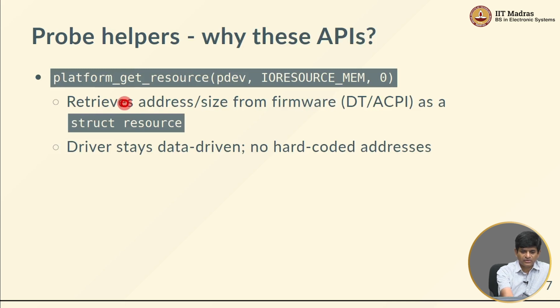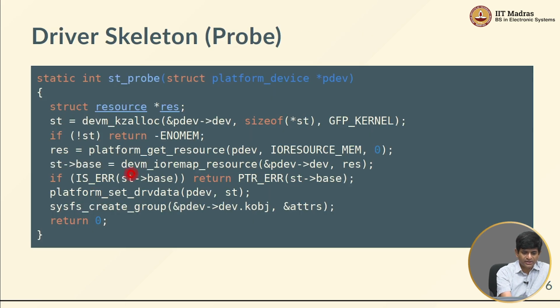For example, one of these functions is the so-called platform get resource. What this does is that it actually gets this address and size. So for example, that 0x7 address location, and the size, the 0x1000, it pulls that out of the device tree or ACPI in the case of an x86 based system, and constructs a struct resource out of it. So we can see over here that this platform get resource is going to return something called res, which is basically a struct resource.